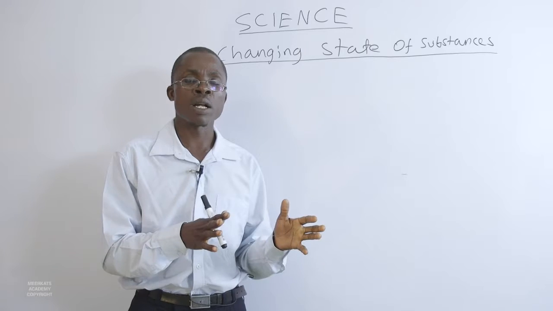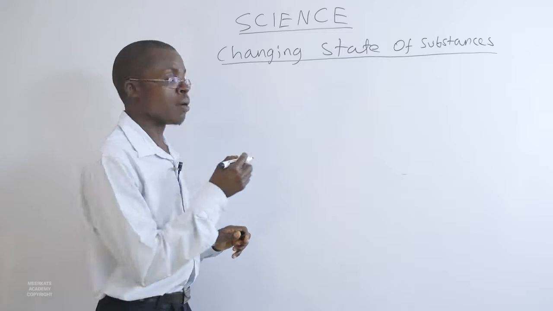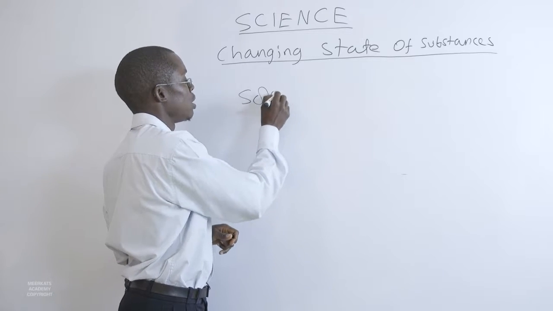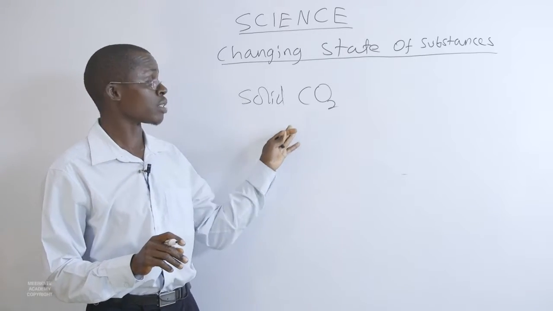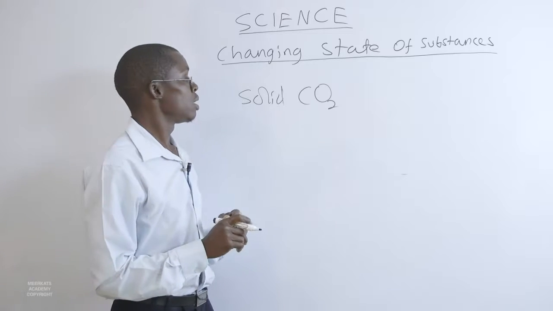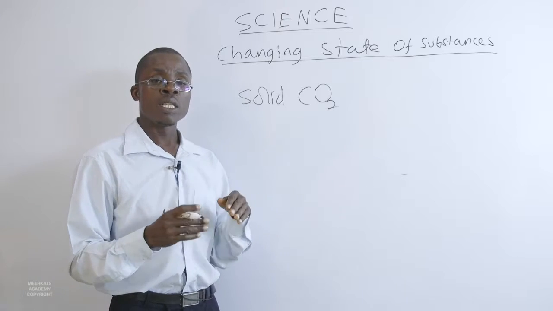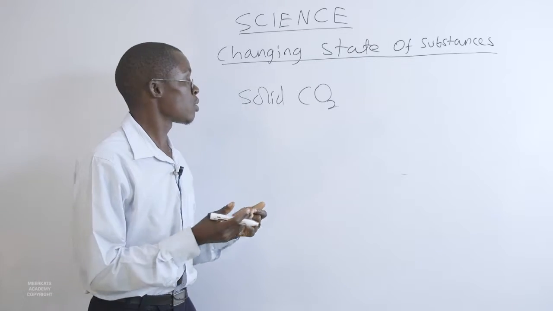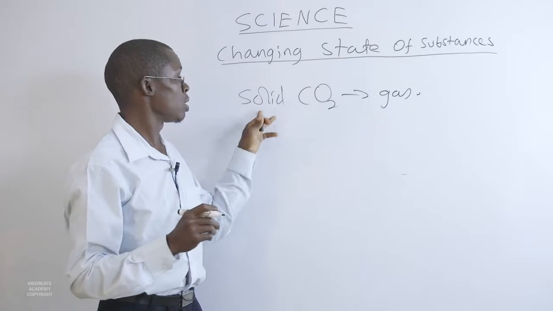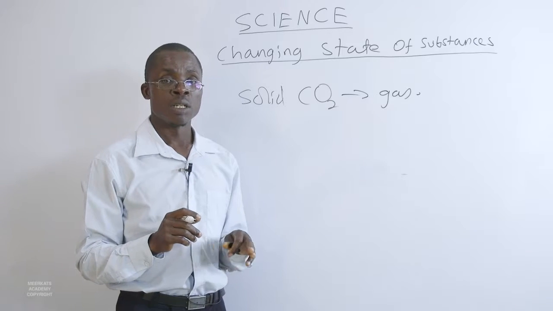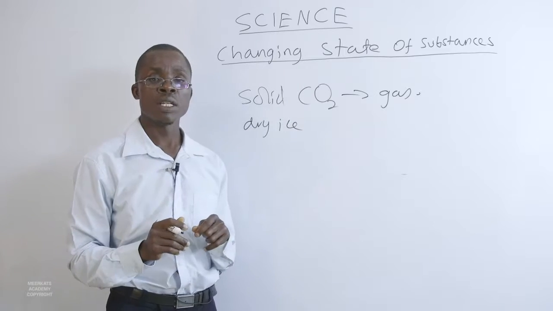And yet, maybe where you are, there is no power. You will carry with you solid carbon dioxide. This is the formula of carbon dioxide. Now, this solid carbon dioxide, when the temperature is raised, changes from solid to gas directly. This is what we normally call dry ice.